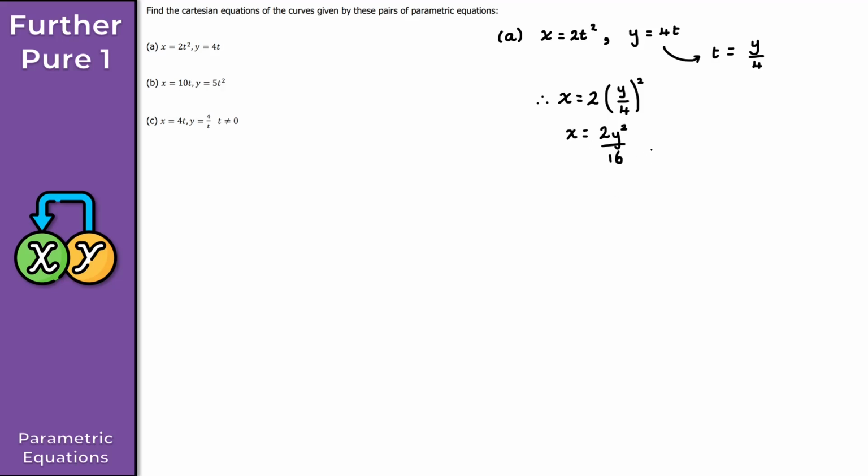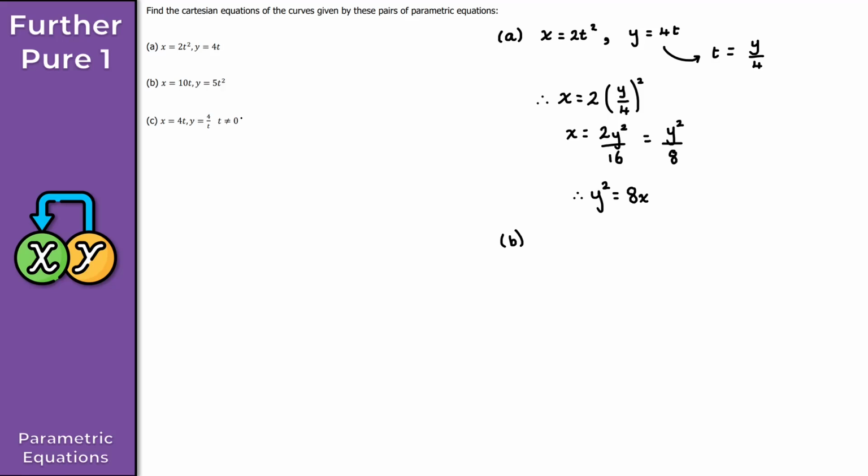Clearly we can simplify this. This is just the same as y squared over 8. And then it might look a little bit neater if we times through by 8. So what I get is y squared is equal to 8x. And there we have it. That gives us the solution to part A. Moving on now, let's have a go at part B.